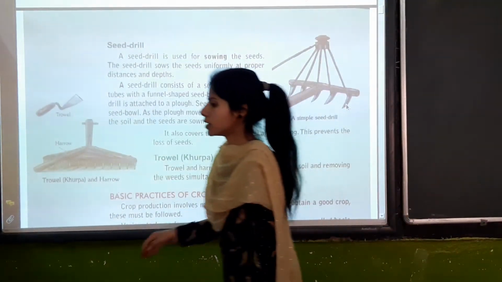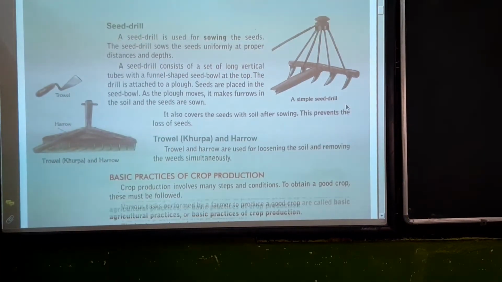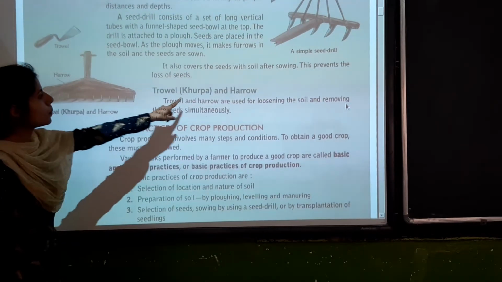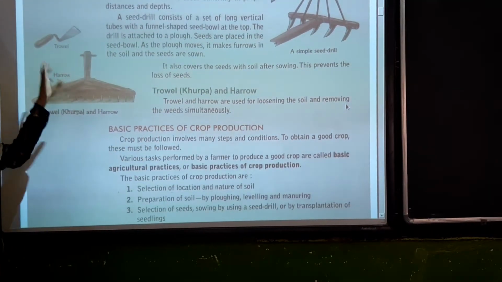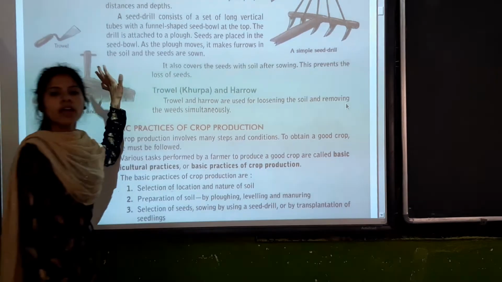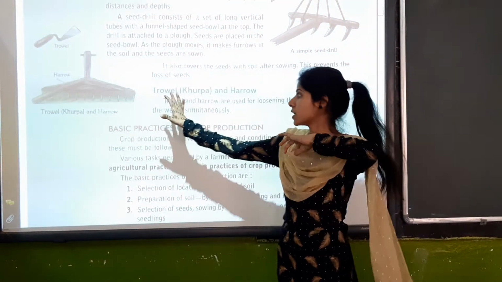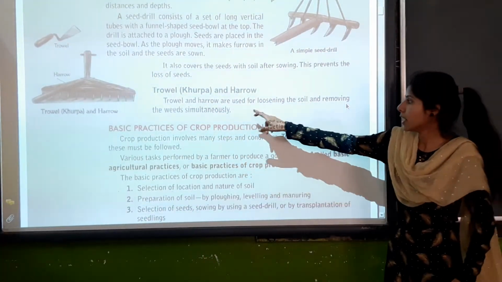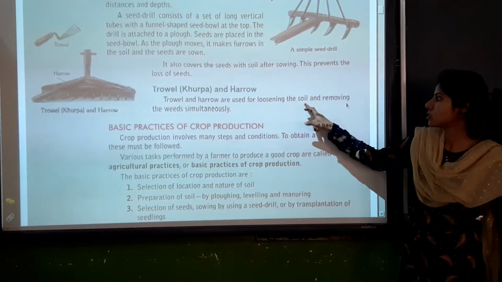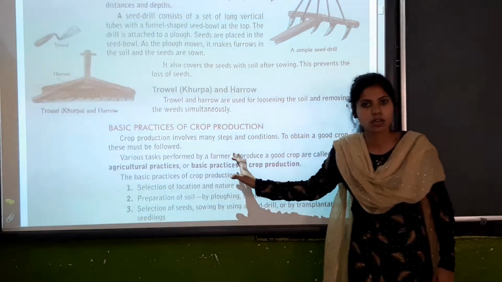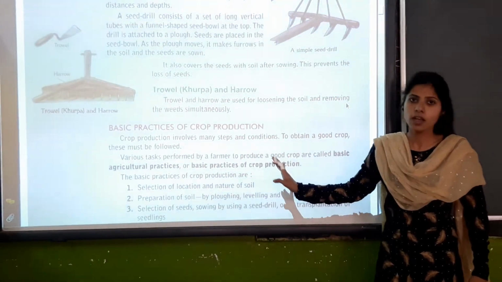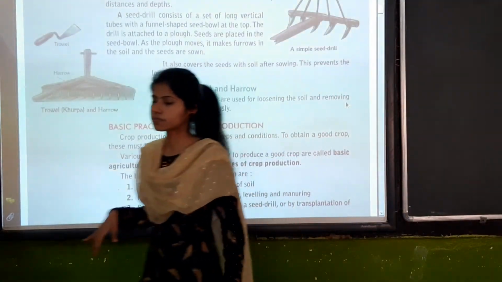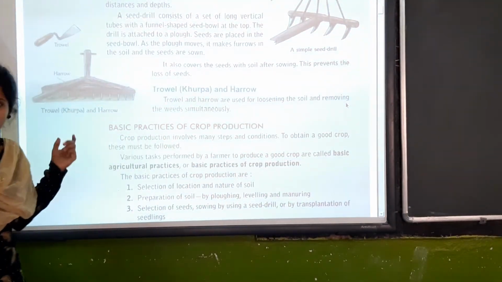Now move to the last type, which is the trowel, khurpa or harrow. You can see the shape. It is again the same as a seed drill, the same as what we have studied. But this is also useful for loosening the soil and removing weeds simultaneously. Now that's enough for the agriculture implements.